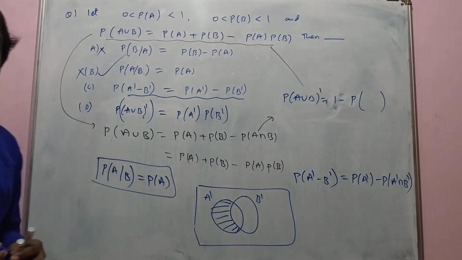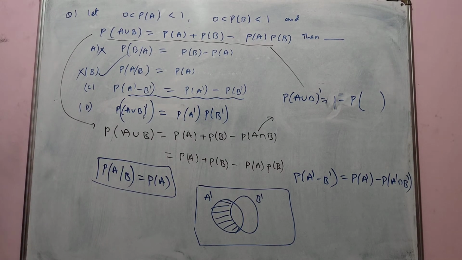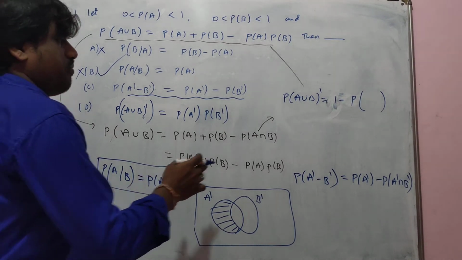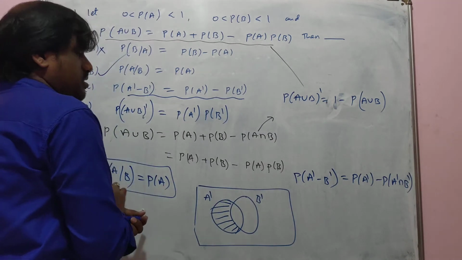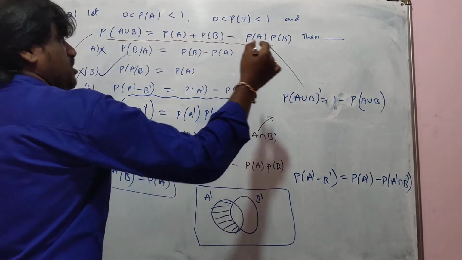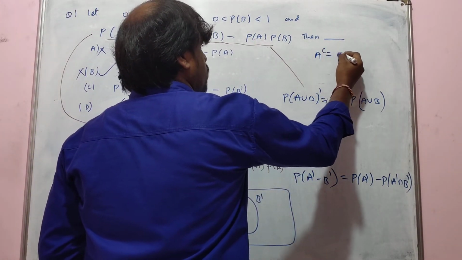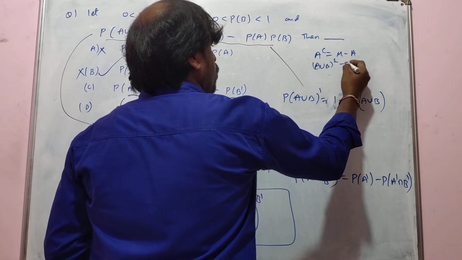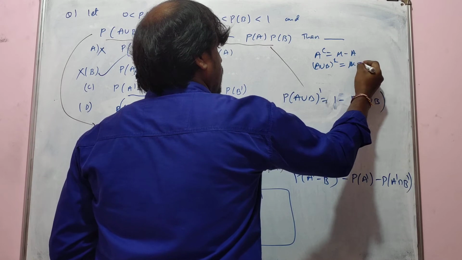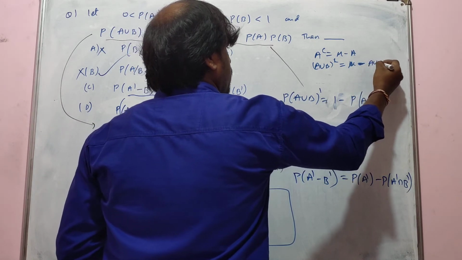You know that A complement is equal to what? Mu minus A. I explained in the previous lectures, likewise probability of this dash will be 1 minus probability of A union B. Already I explained these things. So in sets we use the complement of A as mu minus A, like A union B complement is equal to mu minus A union B, we write.